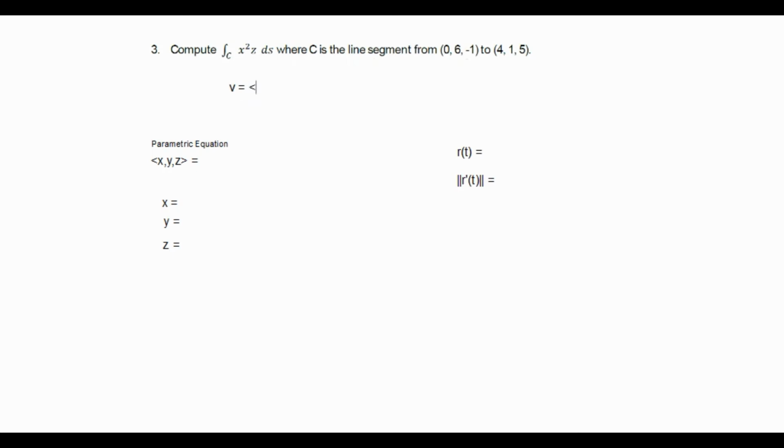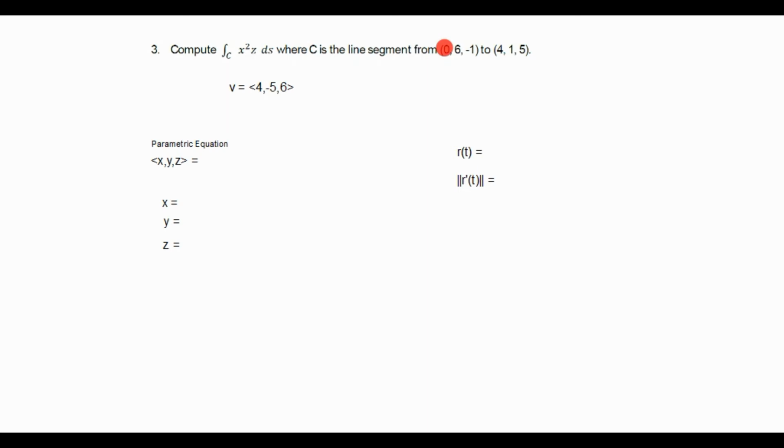Alright, so 4 minus 0, so that will be 4. And now 1 minus 6, that will be -5. And 5 minus -1, that will be 6. Alright, so this is the vector that you have.